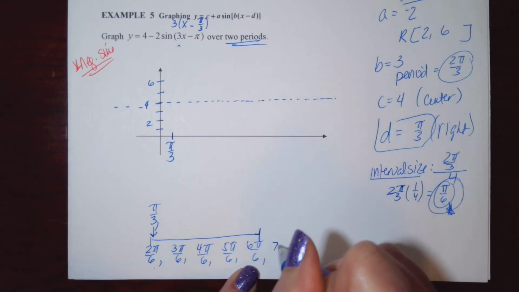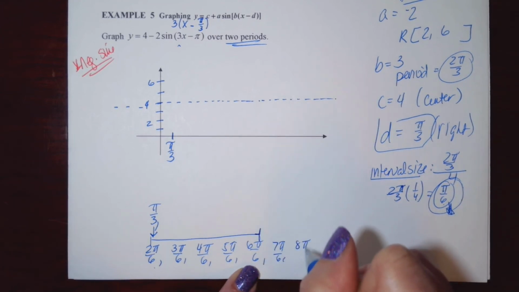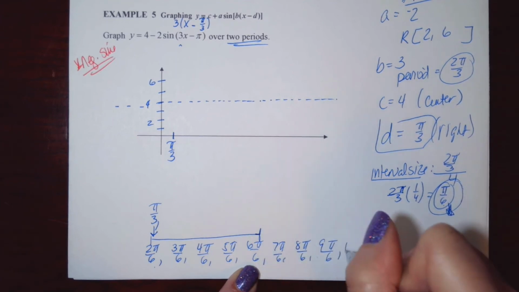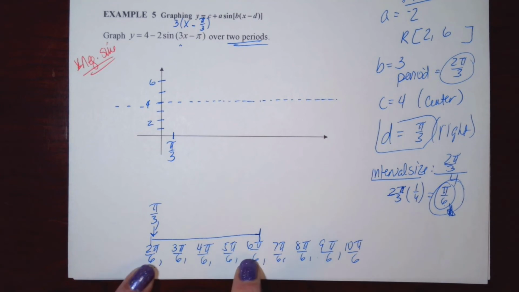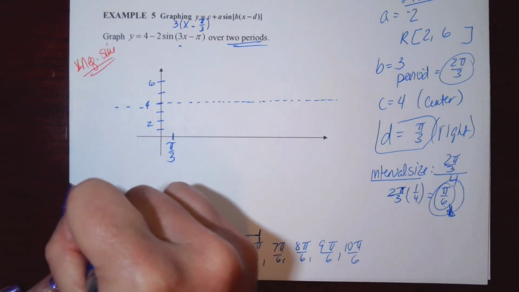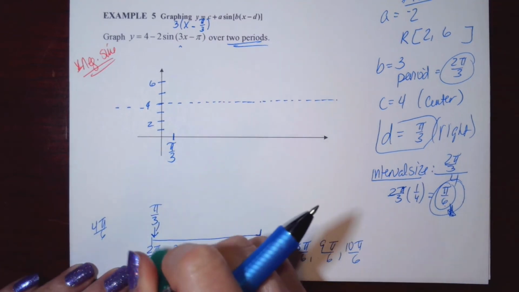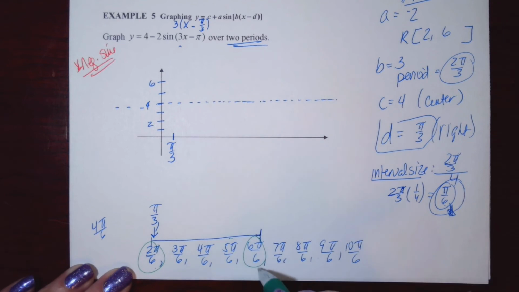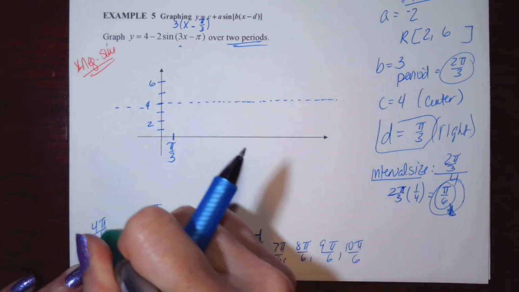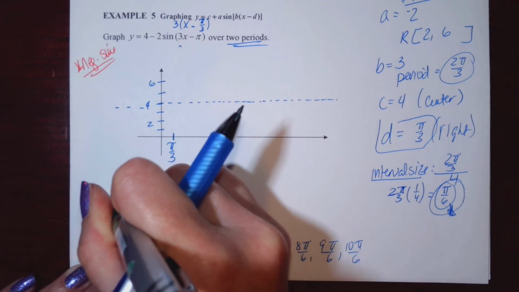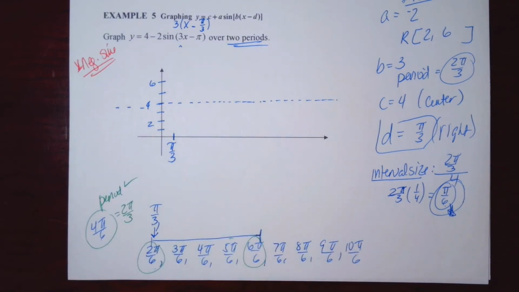There's one cycle. 6 pi 6 to 7, 8, 9, 1, 2, 3, 4, 10 pi 6. So right here, 2 pi 6 to 6 pi 6 is 4 pi 6. That's my difference between these 2 points. One cycle gets me to 4 pi 6, which is 2 pi thirds. And that is the right period size, so we're good.